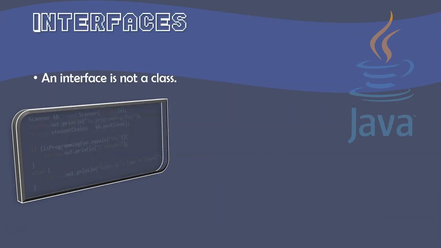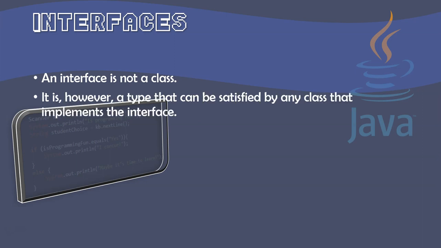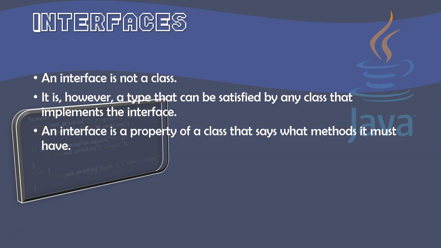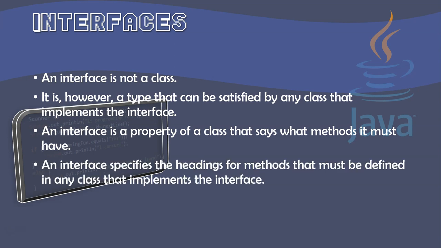So, interfaces. First off, you have to understand they are not a class. All right, it's a very important distinction here. Even though they will have a .java extension, they are not a class. Instead, as we mentioned, they are a type that can be satisfied by any class that implements the interface. Interfaces are therefore properties of a class that says what methods must this class have. An interface is going to simply specify the headings for methods that must be defined in any class that implements that interface.